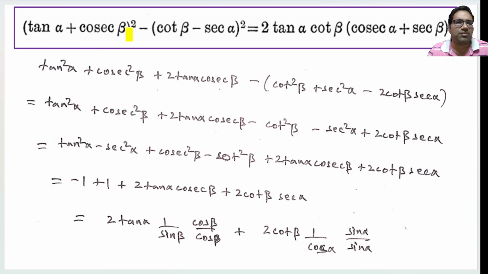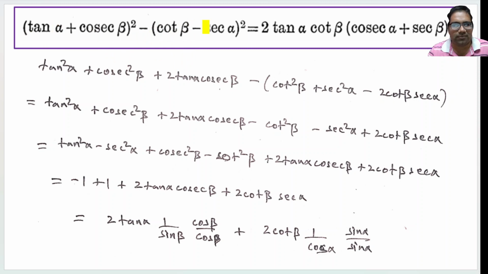We have (tan alpha plus cosecant beta) whole square minus (cot beta minus secant alpha) whole square equals 2 tan alpha cot beta (cosecant alpha plus secant beta). Basically, we have alpha and beta, two different angles. Right, we have tan and secant and cosecant and cot. Tan alpha, secant alpha. We know secant square alpha minus tan square alpha equals 1, and cosecant square beta minus cot square beta is equal to 1. The familiar Pythagorean trigonometric identities we know.